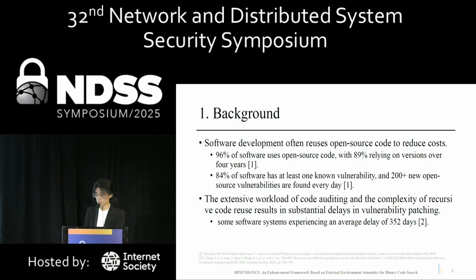Software development often reuses open source code to reduce costs. According to the reports, 96% of software uses open source code, with 89% relying on versions over 4 years. The extensive workload of code auditing and the complexity of recursive code reuses results in substantial delays in vulnerable patching.